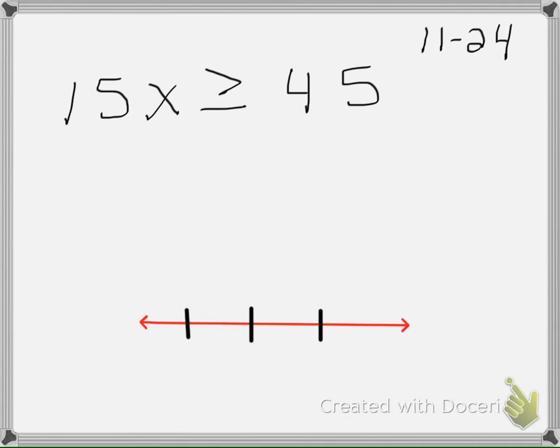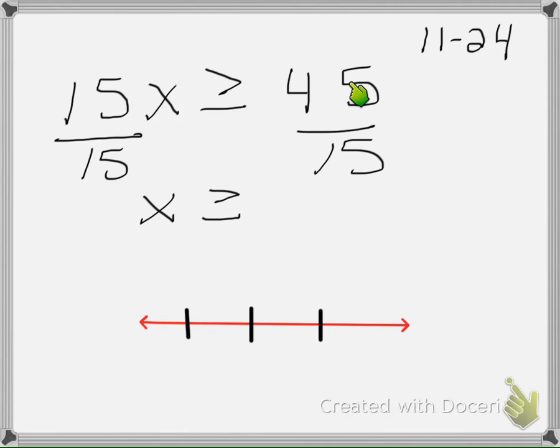Okay, in order to get the x by itself, since this is multiplication, I have to divide by 15 on both sides. And over here, 15 divided by 15 is 1. 1 times x is x. I drop down the inequality sign, greater than or equal to. And 45 divided by 15 is 3.